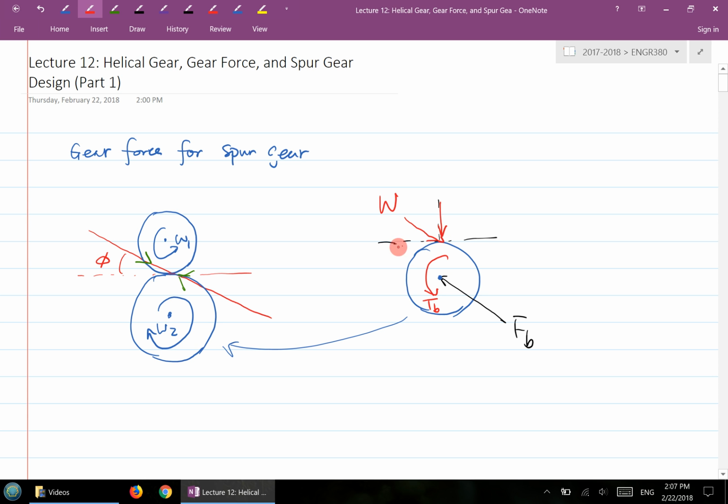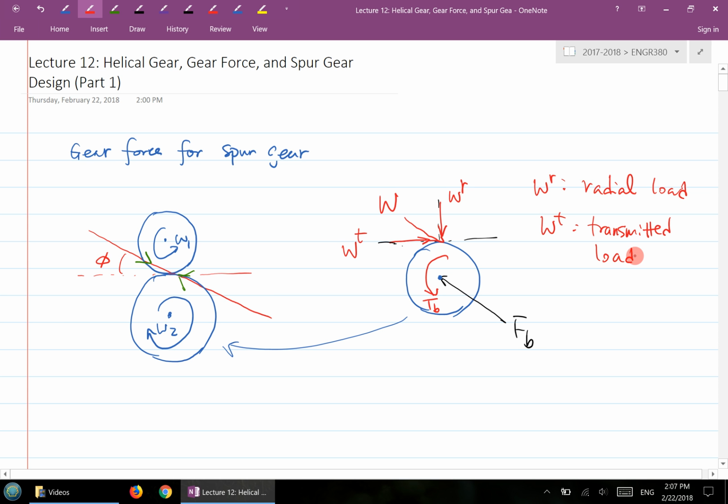Okay, so breaking down into two components here. The one that goes through the center we call the radial load, WR, and the one that is horizontal we call WT. So this is breaking down the W into the two forces. WR is called the radial load, and WT we call the transmitted load. You'll see why it is called the transmitted load.